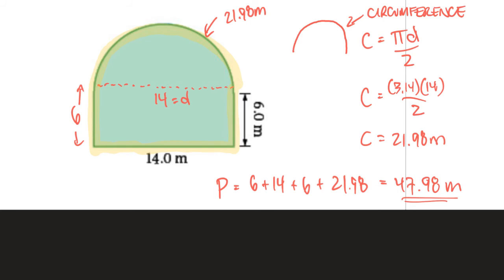So there's the answer I got, 47.98. Notice how I did not add this 14 here, right? Because that's not on the outside of the shape, it's on the inside. We got to add the 6, the 14, the 6, and then the 21.98. There we go.